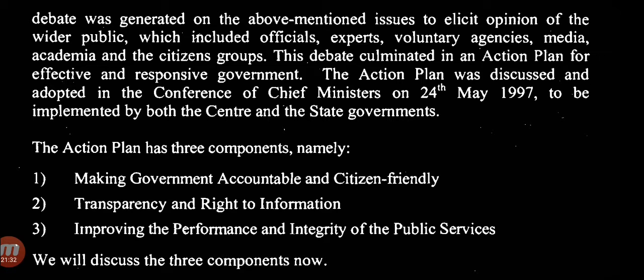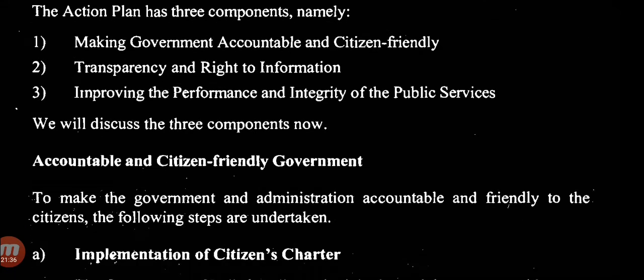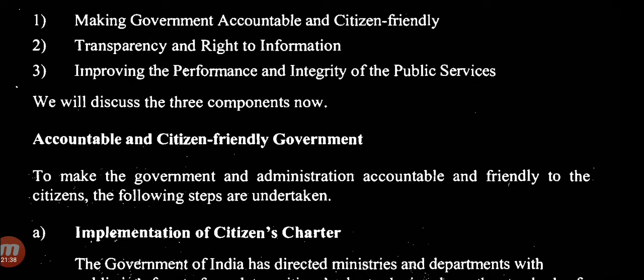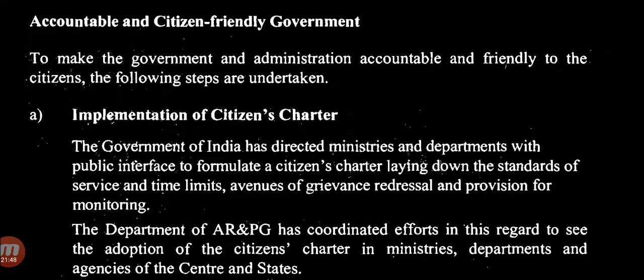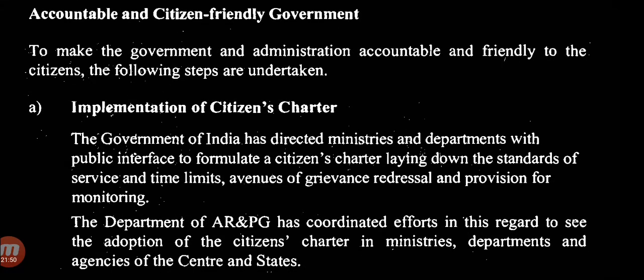The action plan has three components, namely: number 1, making government accountable and citizen friendly; number 2, transparency and right to information; third, improving the performance and integrity of the public services. We will discuss the three components now. Accountable and citizen friendly government. To make the government and administration accountable and friendly to the citizens, the following steps are undertaken.